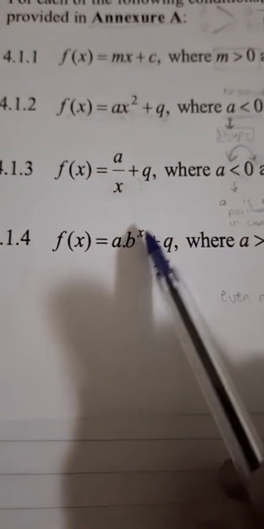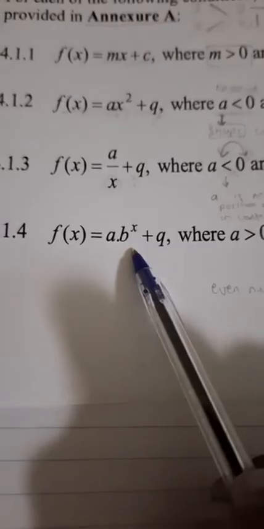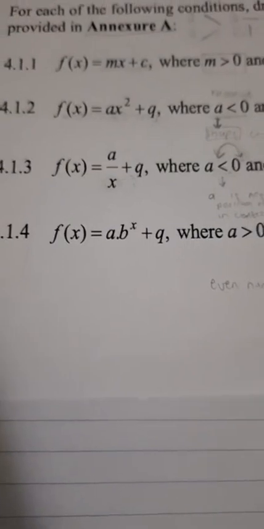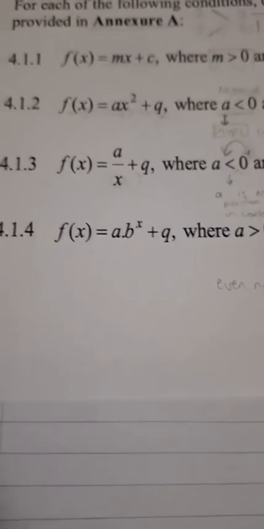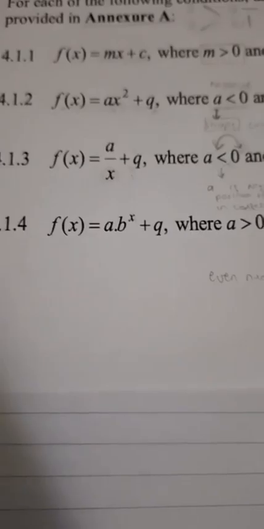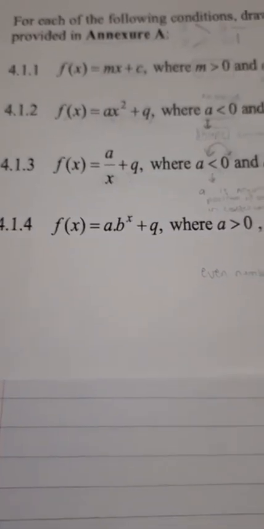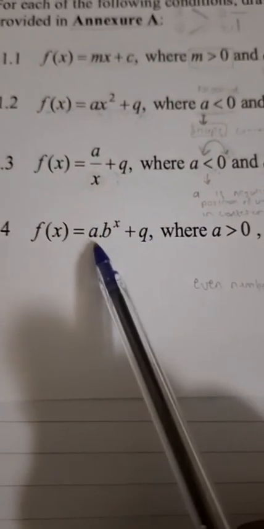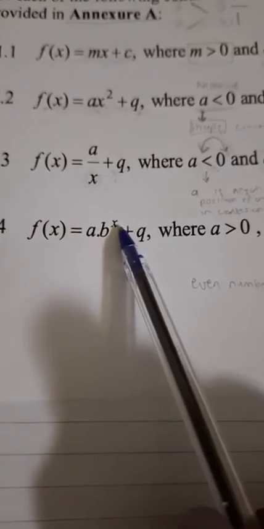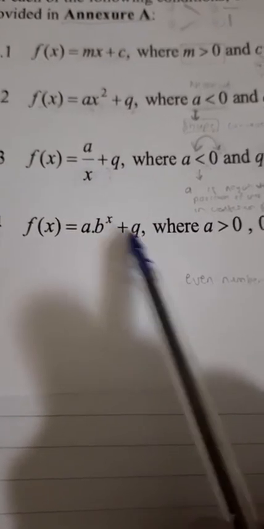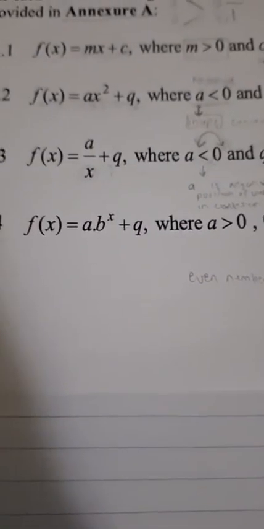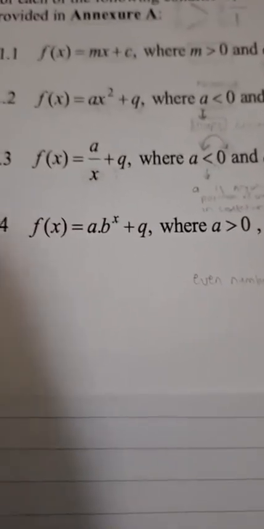F of x is equal to a times b to the power x plus q. What type of function is this? Tom Bentley has already enlightened all of us in the comment section and said that it is an exponential function. And she couldn't be more right. 100% spot on, Tom Bentley. So there it is. F of x is equal to a times b to the power x plus q. Exponential function.